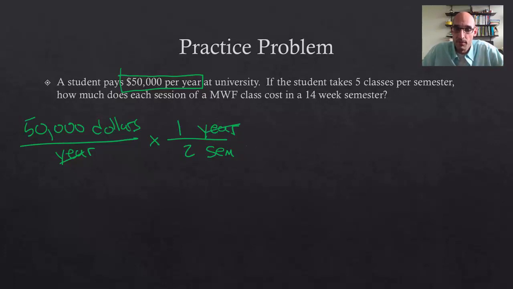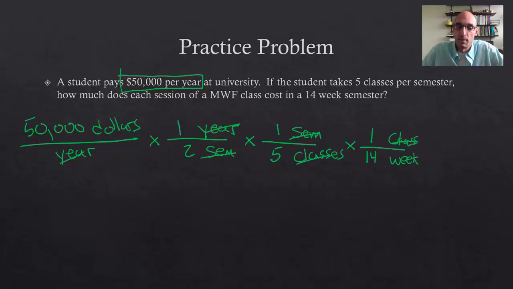Next conversion, because we want to work our way through until we're in dollars per session, right? We want semester on the top because we want that to cancel. What do we know? Classes, right? How many classes are we taking per semester? One semester we're taking 5 classes, at least according to our problem here. Semester cancels. Next up, we want classes to cancel, and we're going to put weeks on the bottom because there are 14 weeks for each one class. Classes cancel. So this is going to be dollars per week.